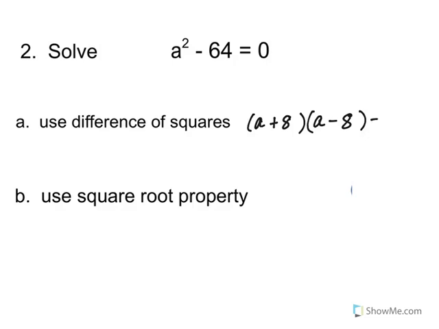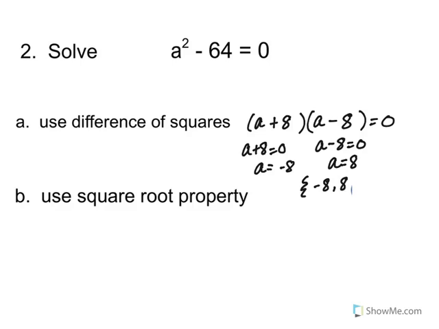And so if I'm solving the equation using difference of squares, I would set each of them equal to 0 because they are a teeny bit different. One has addition, one has subtraction. I would solve. So I get a is equal to negative 8, or I would get a is equal to positive 8. And so our solution set would be negative or positive 8.